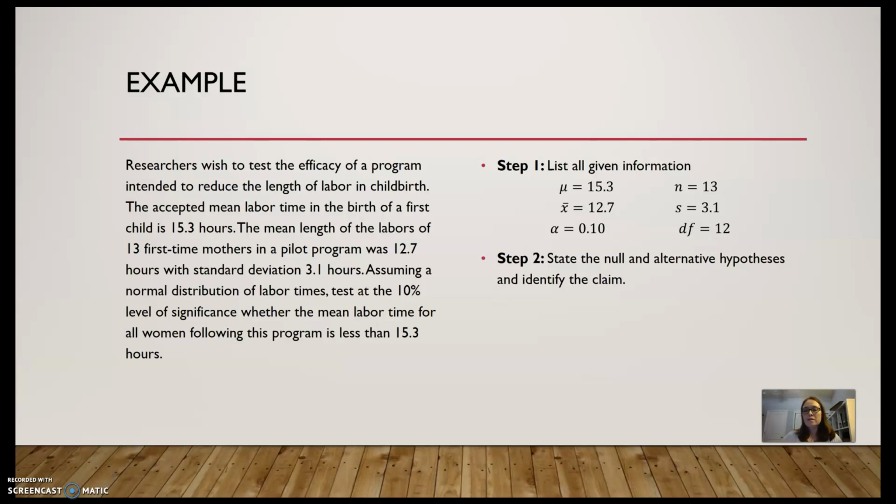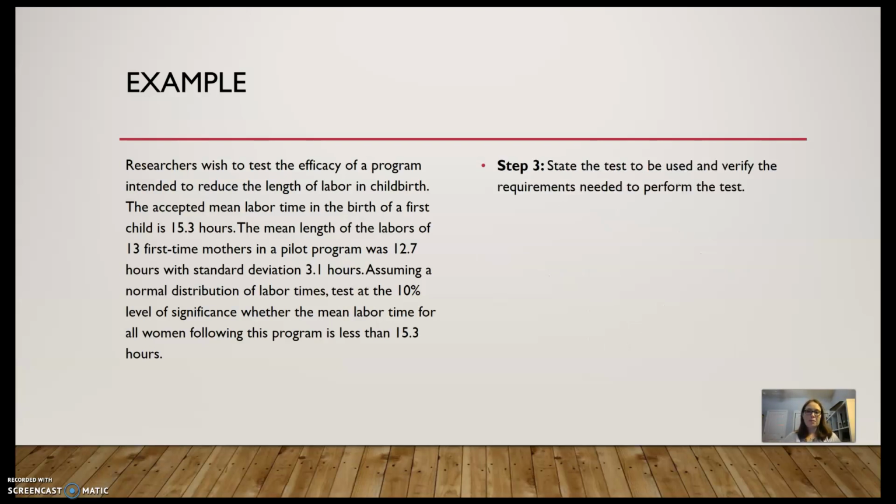And then my null hypothesis is always going to be an equals to. So we're talking about a mean here. So it's going to be mu equals 15.3 for the null, and mu is less than 15.3 for the alternative. And because that last statement is our claim, what they're asking us to test, I'm going to go ahead and label that as well. It makes it easier to make that final decision in the end. And now I'm ready to go on to step 3.